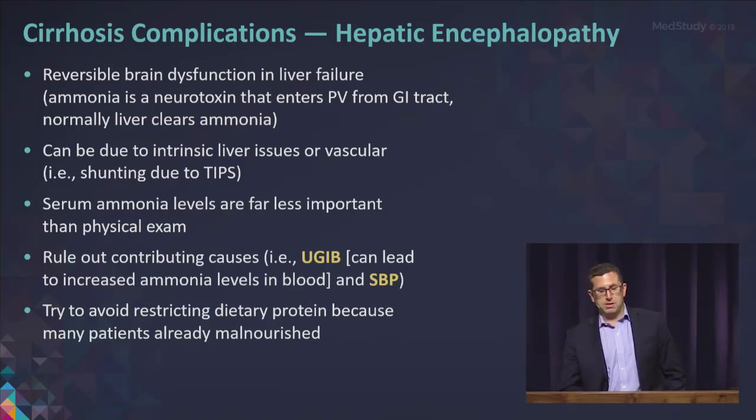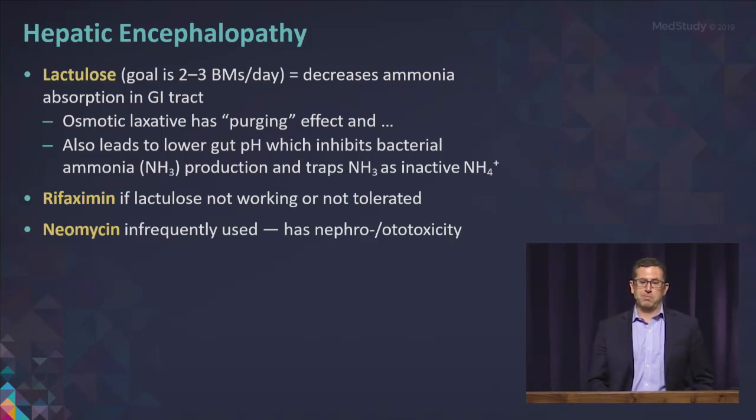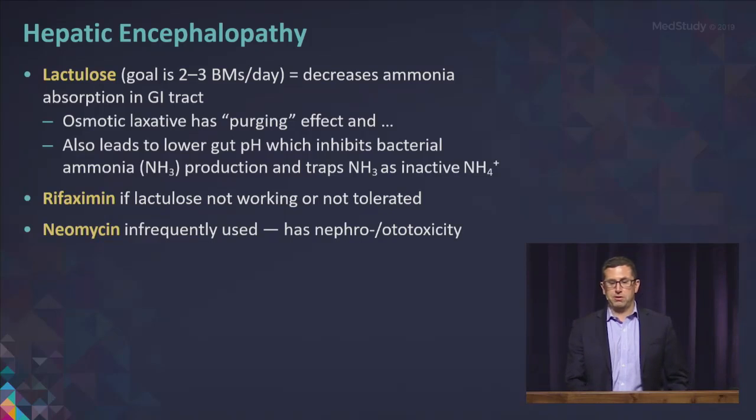Things that could precipitate hepatic encephalopathy include upper GI bleeding and SBP. You want to avoid restricting protein because liver patients are malnourished to begin with. Treatment would include lactulose, which will decrease ammonia levels in the gut. And you could also try rifaximin and neomycin, although neomycin is infrequently used because it has a lot of side effects, including nephrotoxicity and ototoxicity.